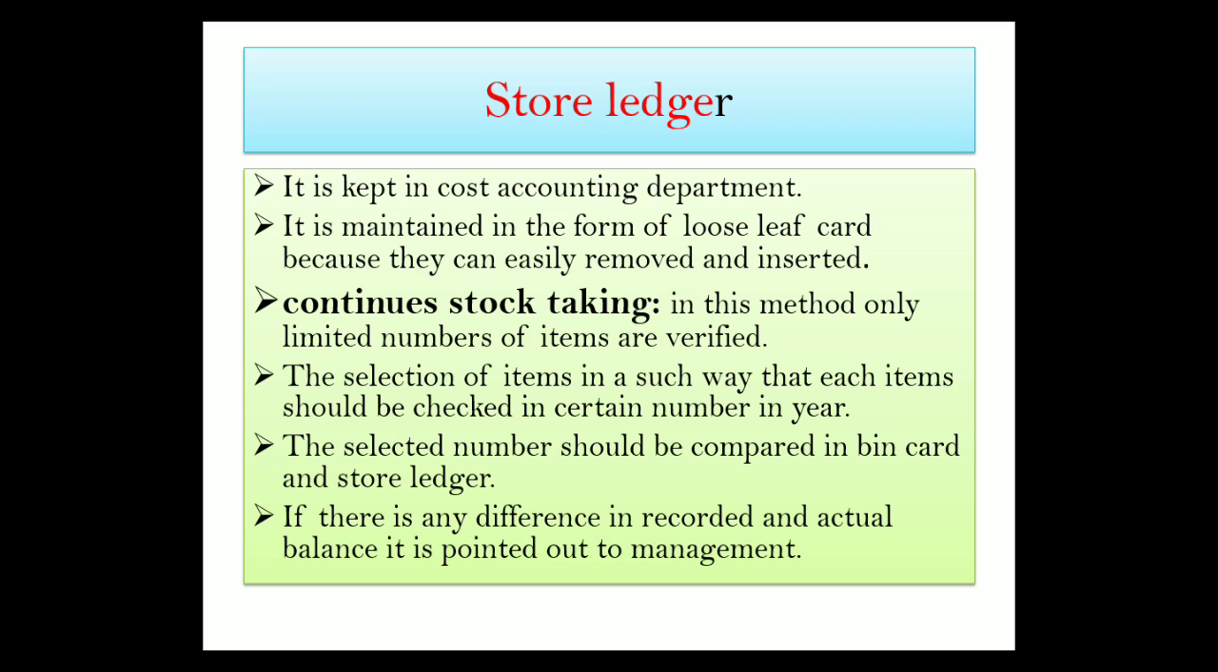In this method, only a limited number of items are verified in a day. The selection of items should be such that each item of material gets checked at least a certain number of times in a year, and the checking of a particular item is evenly distributed during the period. The selected items are counted daily or at frequent intervals and compared with the bin card and store ledger by the storekeeper. The bin card and the store ledger record the balance, and their correctness can be verified by means of physical verification.